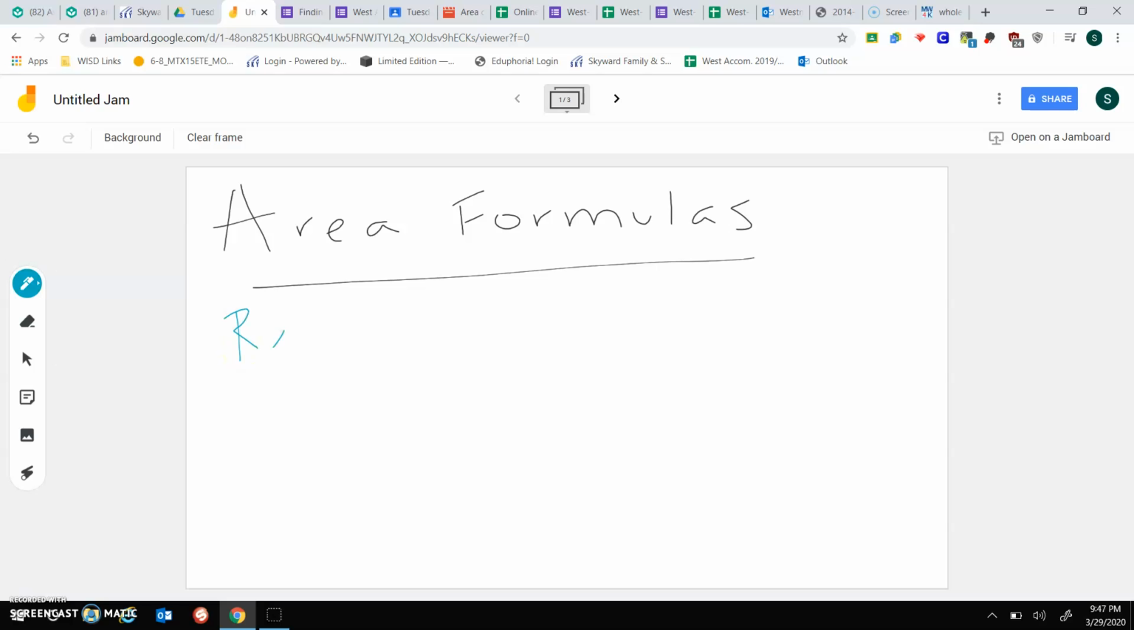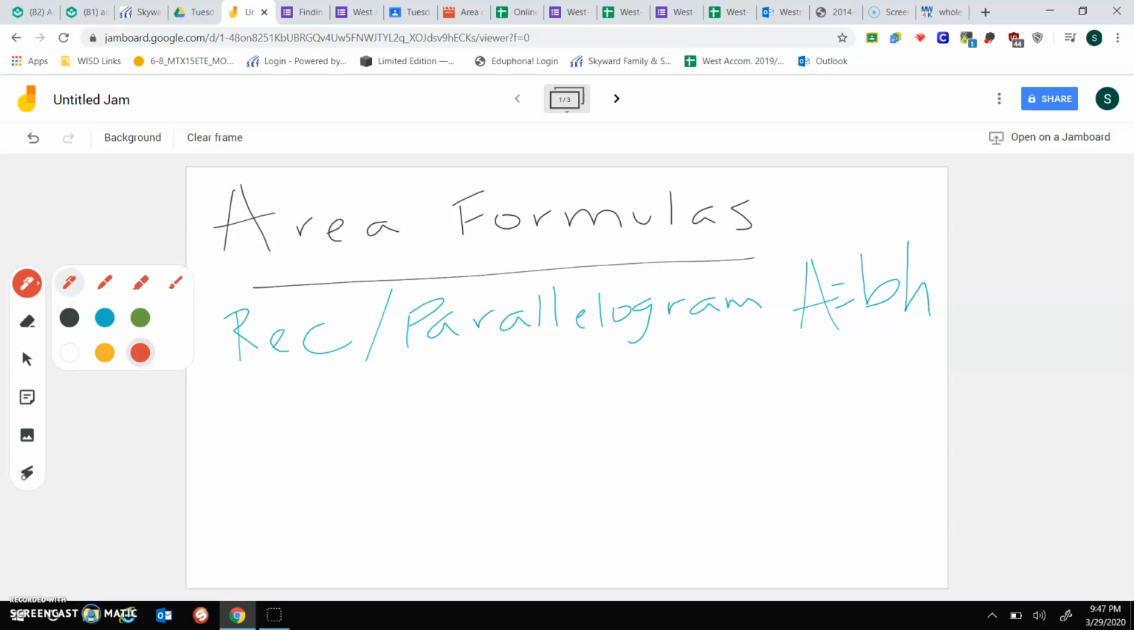The first one is a rectangle. Write this down with me so that you have it somewhere to keep. A rectangle or a parallelogram. Okay, parallelogram. And a rectangle, parallelogram, square, they all have the same area formula. It's just area equals base times height.